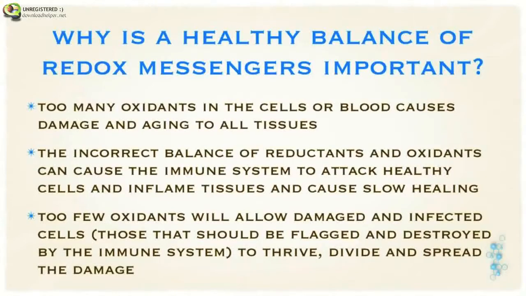This would be someone who might be burning a lot of fuel with exercise and created a lot of oxidative stress, and if this isn't corrected and recovery allowed, it would lead to an environment where there's a lot of rust and a lot of breakdown. The incorrect balance of reductants and oxidants can cause the immune system to attack healthy cells and inflame tissues and lead to slow healing, or even worse, system problems where the body is attacking itself, auto-attacking.